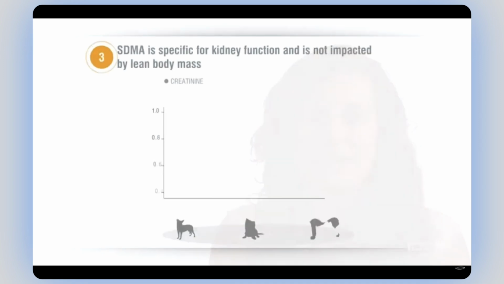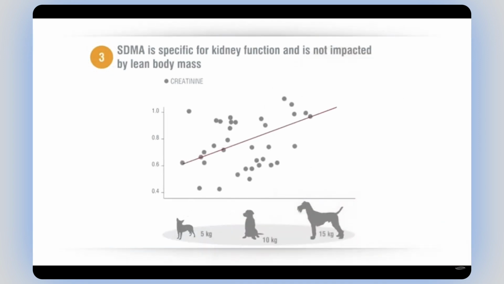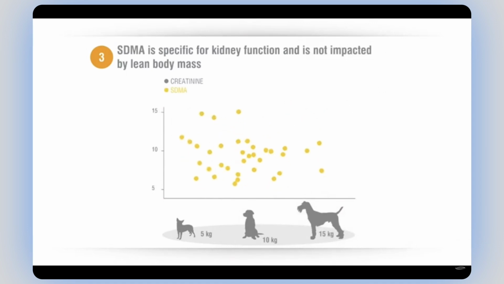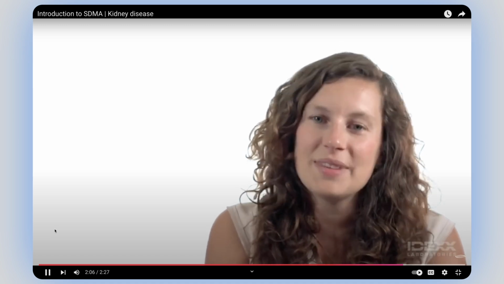It is not impacted by lean body mass like creatinine is. Therefore, it more accurately reflects the true kidney function in underweight animals, including the geriatric skinny cat or dog, or the cachectic patient. At IDEXX, we're excited to provide customers with information on this revolutionary new test that will alter the standard of care you provide your patients. I hope this has helped provide a better understanding of the new SDMA test from IDEXX. If you would like to learn more about SDMA, please visit our website.